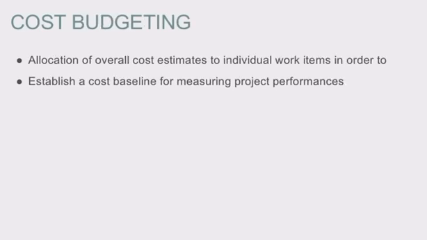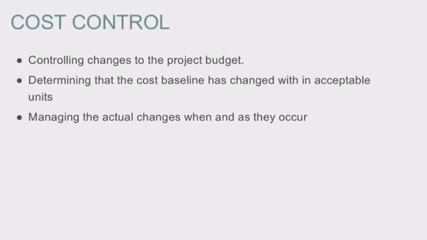Moving on to cost budgeting, it includes allocation of the overall cost estimate to individual work items. It also includes establishing a cost baseline for measuring the project performance. Moving on to cost control. Cost control involves controlling the changes to the project budget to determine that the cost baseline has changed within the acceptable limits. It also includes managing the actual changes when and as they occur.